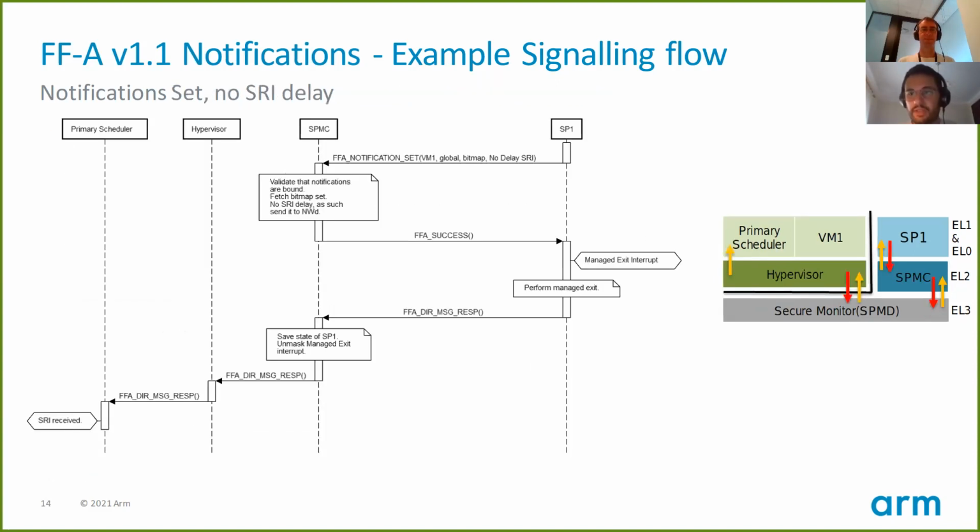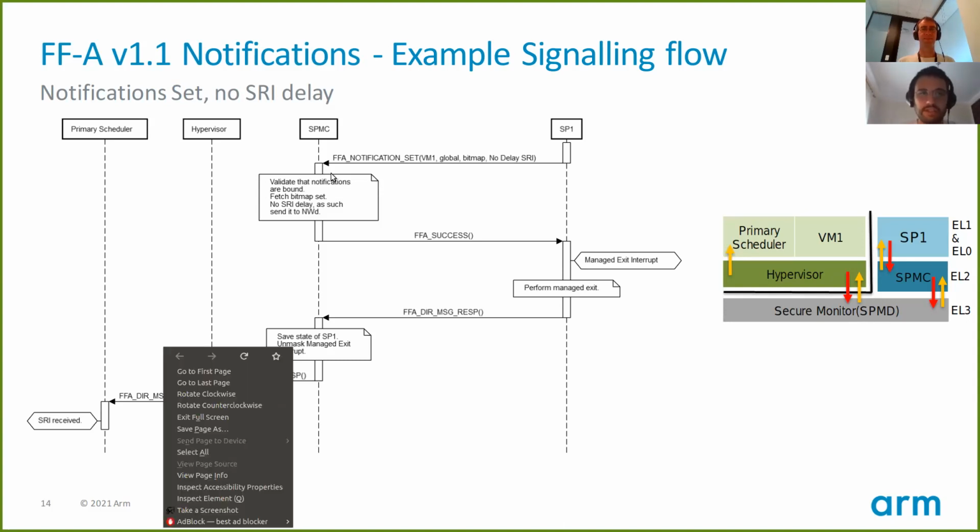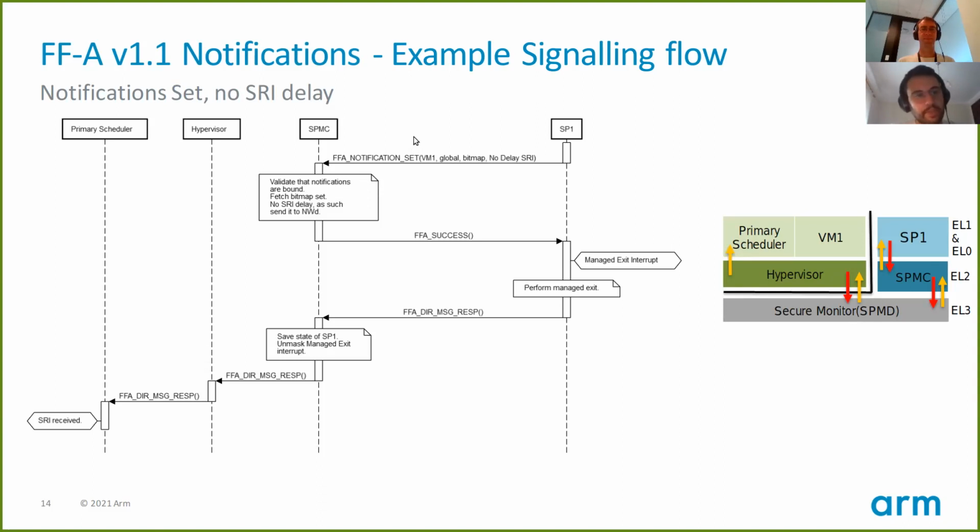So at this stage, SP1 is allowed to use the FFA notification set interface. There are two configurations that may affect the way in which the schedule receiver interrupt might be triggered. The sender might choose to delay the schedule receiver interrupt or not have any delay. In the no-delay case, the schedule receiver interrupt should be masked upon the call to FFA notification set.